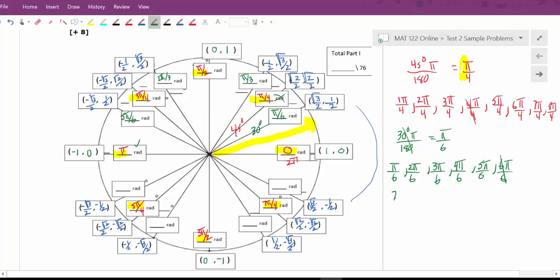Keep going. 7 pi over 6. That goes here. Keep going. 8 pi over 6. Reduce that to 4 pi over 3. Okay, keep going. 9 pi over 6. 9 pi over 6 is really 3 pi over 2. We already have it. Keep going. 10 pi over 6. That reduces to 5 pi over 3. And then one more time, we're going to go 11 pi over 6. So we're here. And just to make sure you're counting okay, go one more time. 12 pi over 6 is 2 pi. So we have made it all the way around the circle.